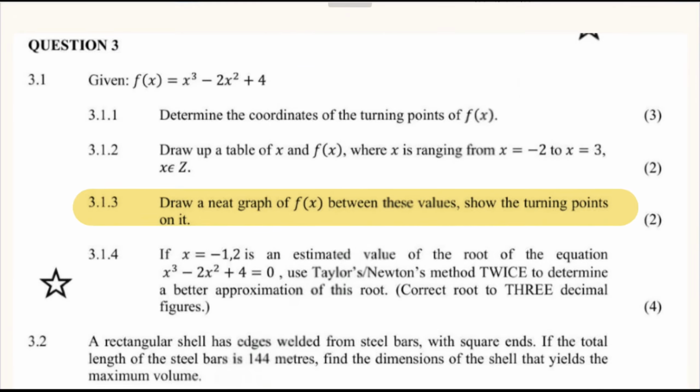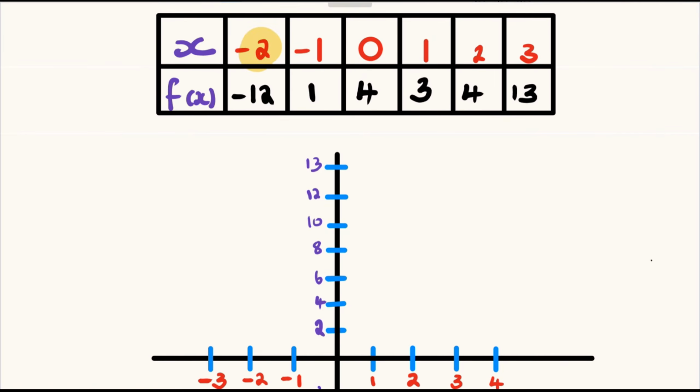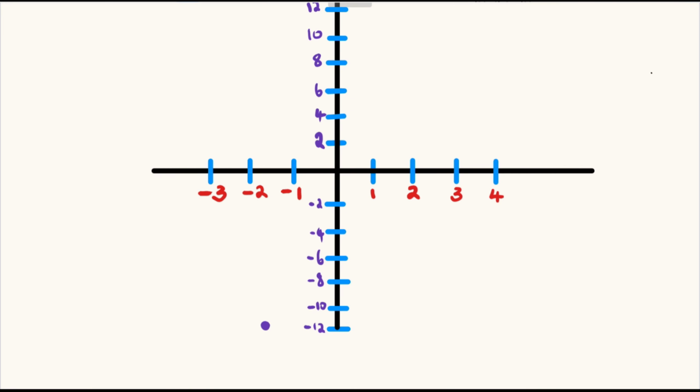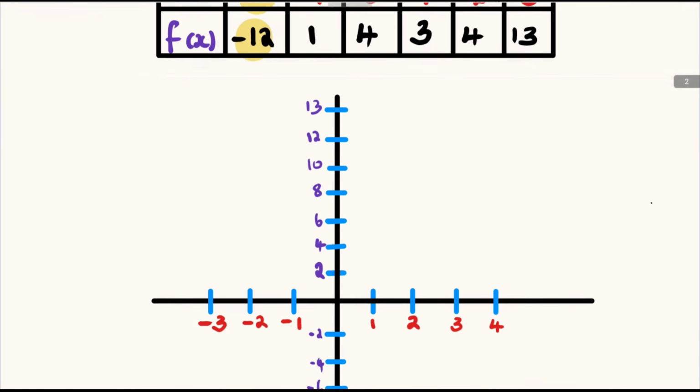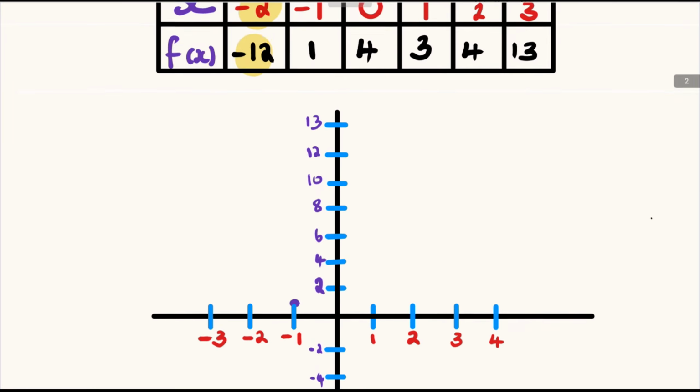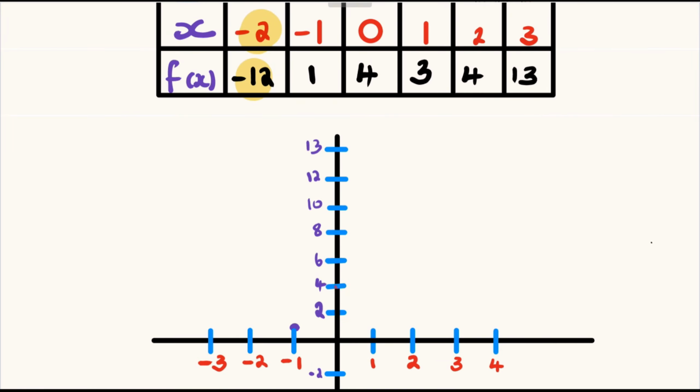Now question 3.1.3, we have to draw a neat graph of f of x between these values and also show the turning points in the graph. From our previous table, when x is equal to negative 2, y is equal to negative 12. So we have negative 2 and negative 12. When x is equal to negative 1, y is equal to positive 1. And when x is equal to 0, y is 4, and this was also our turning point. And when x is equal to 1, y is equal to 3, which will be somewhere there.